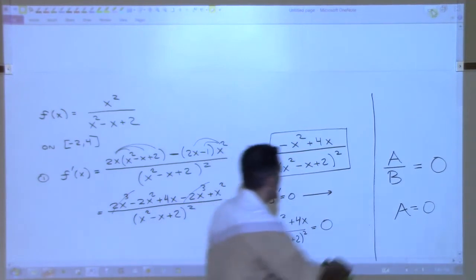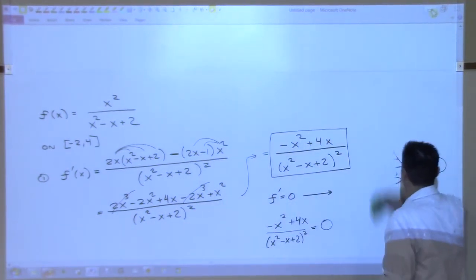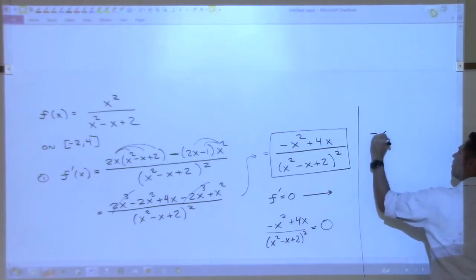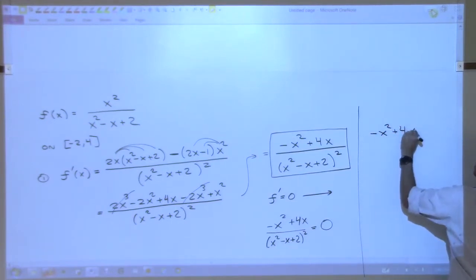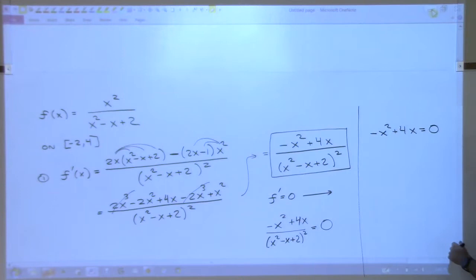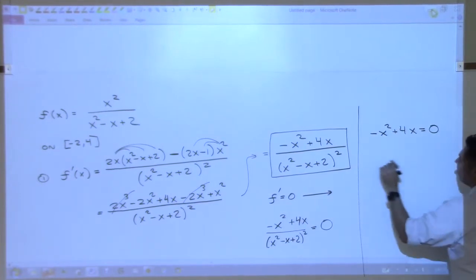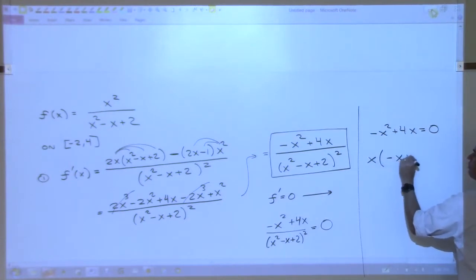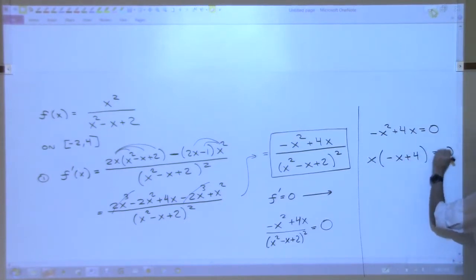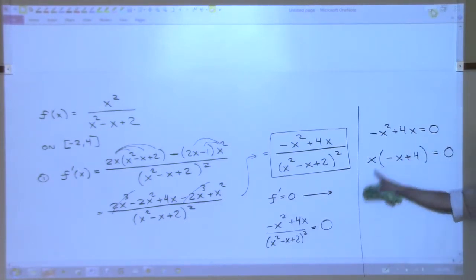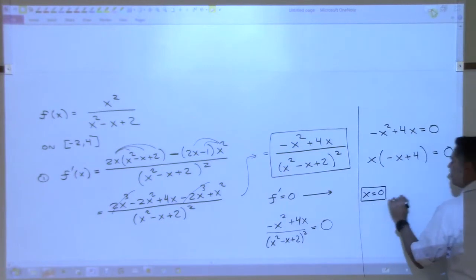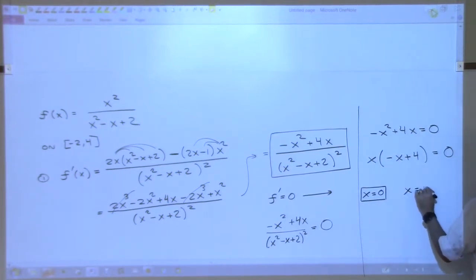So let's take a look at that now. The top of that is 0 where? So negative x squared plus 4x equals 0. That's all I'm looking at. So let's pop an x out, right? And we're going to get x times negative x plus 4. Like that. And then you set each of those factors equal to 0. So one answer is 0, and the other answer is, what's that? Positive 4.